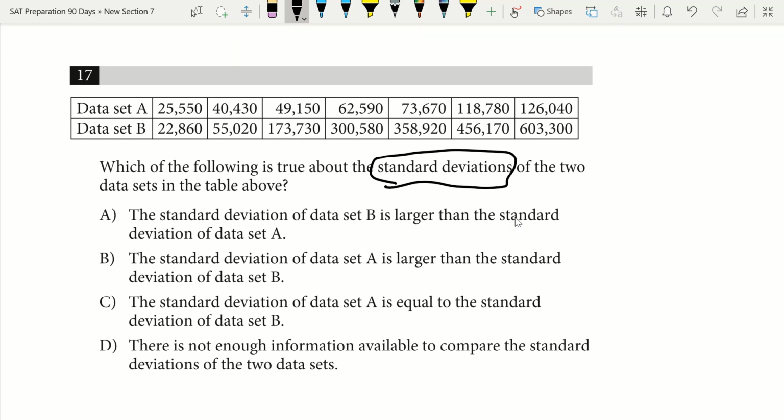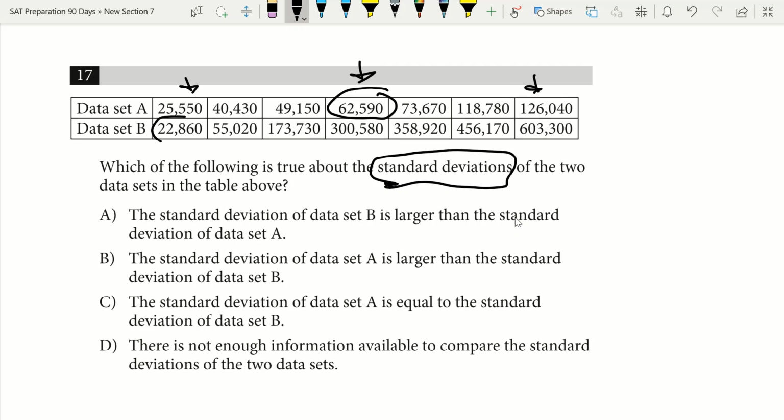So what am I looking for? With a standard deviation question, I'm always looking for which one deviates the most from the mean. The first thing I want to do is find my average, or my mean or my median. In data set A, I see that my median is right around 62,000. I have my minimum at about 25,000, my maximum about 126,000, and my middle term is about 62,000.